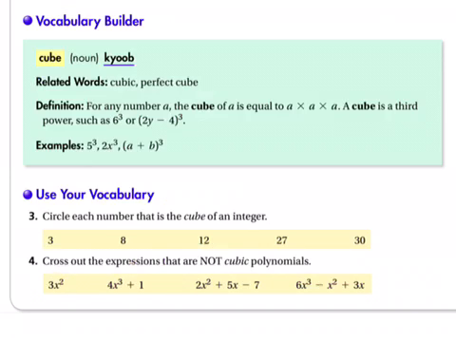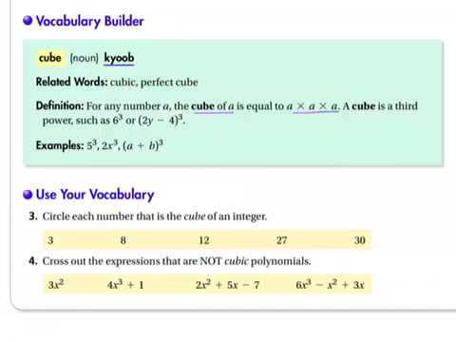Our vocabulary word is cube. For any number a, the cube of a is equal to a times a times a. A cube is a third power, such as 6 cubed, or the quantity of 2y minus 4 cubed.